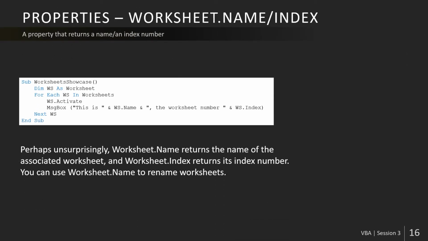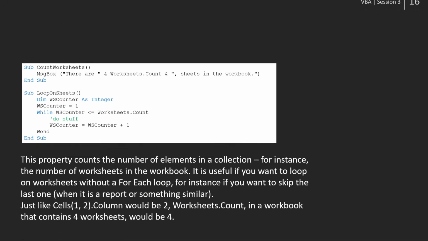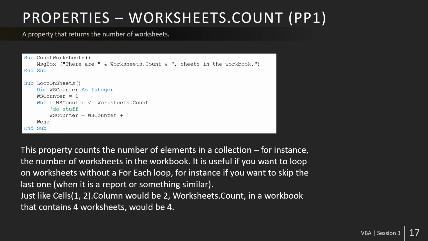The .name and .index properties return the name or index number of a worksheet. They also work on workbooks. You can use them to rename worksheets and workbooks. The .count property returns the number of elements in a collection. You can use it to get the number of worksheets in a workbook, or the number of workbooks that are open, or the number of cells in a range. You should now complete PARSON problem 1.